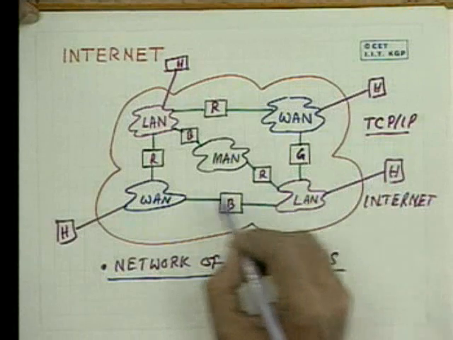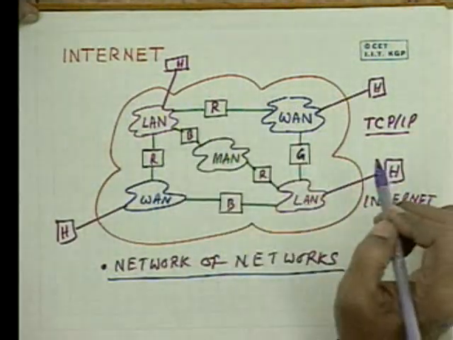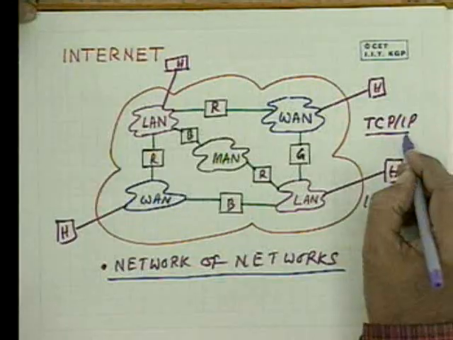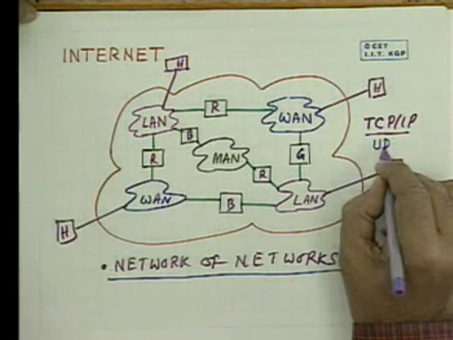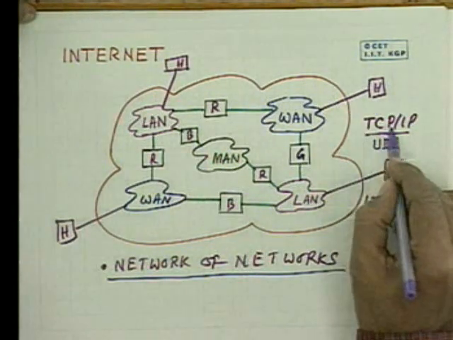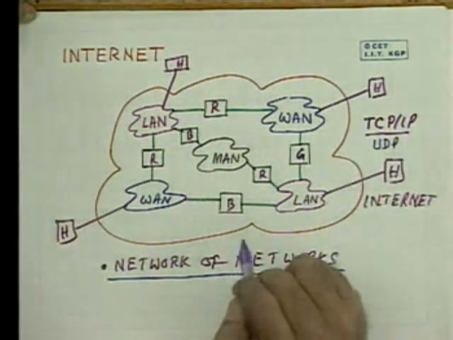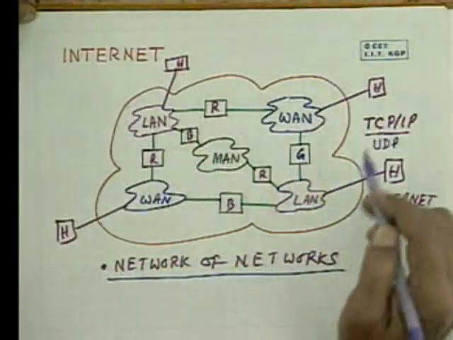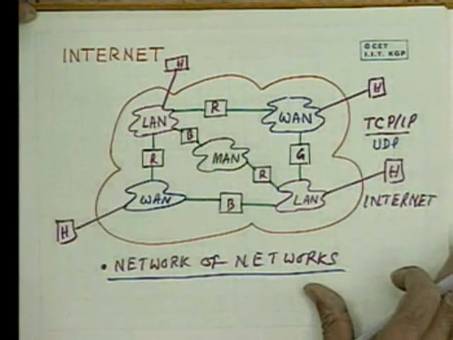And these networks are linked together by software protocol called TCP/IP or UDP, Transmission Control Protocol and Internet Protocol. Later on, we shall discuss in more detail about this equipment as well as the software protocol TCP/IP.